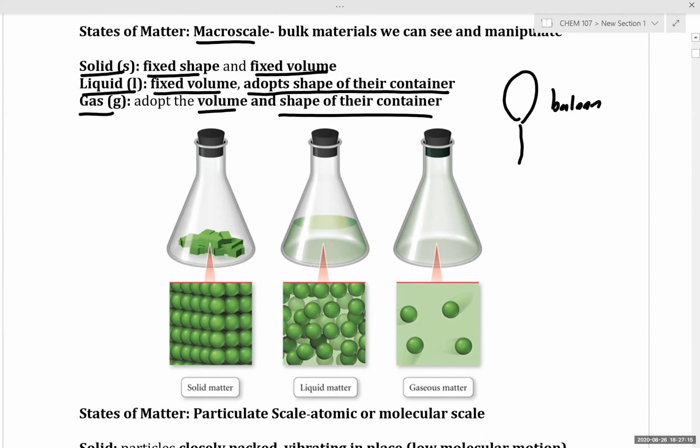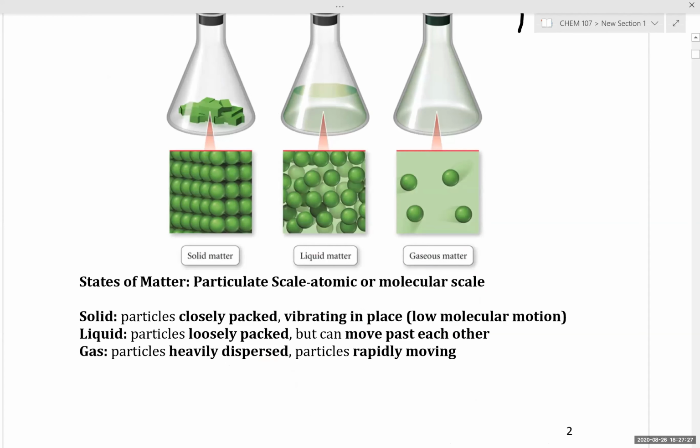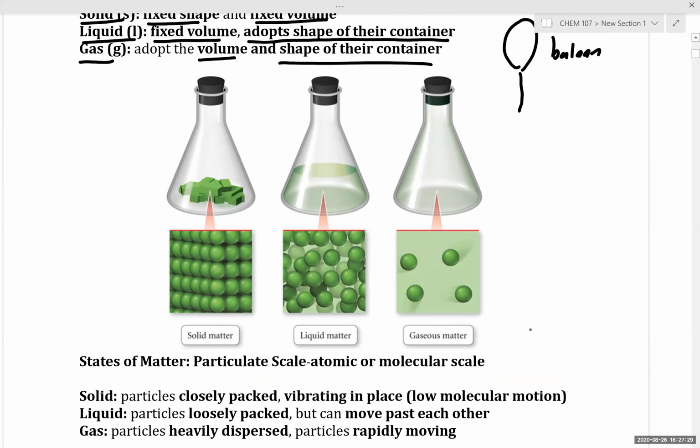Now, as chemists, we're far more interested in the particulate scale. Remember, matter is made of fundamental particles known as atoms. At our particulate scale, we're looking primarily at atoms and molecules. When we look at our microscale picture of a solid, what do we notice about our atoms? Are they close together or far apart in our solid picture?